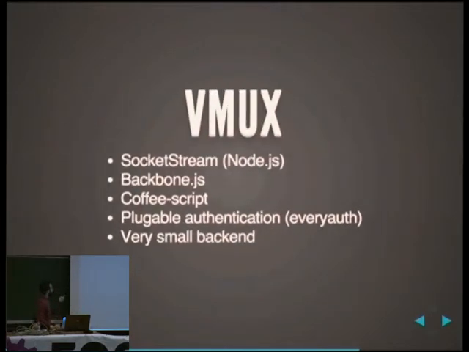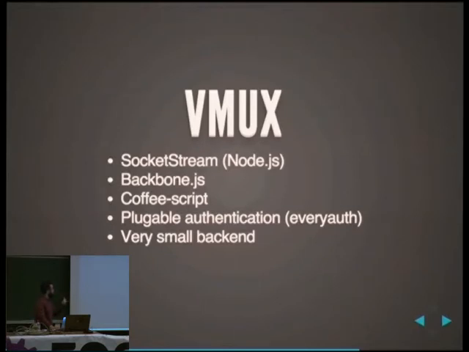And this is the stack that VMUX is built on top of. It's Socket Stream, which is a Node framework that allows you to do publish, subscribe, message passing, etc. The back end is really, really small, because the only thing it does is message passing between the WebSocket clients. Everything else is built on the client side, on top of Backbone.